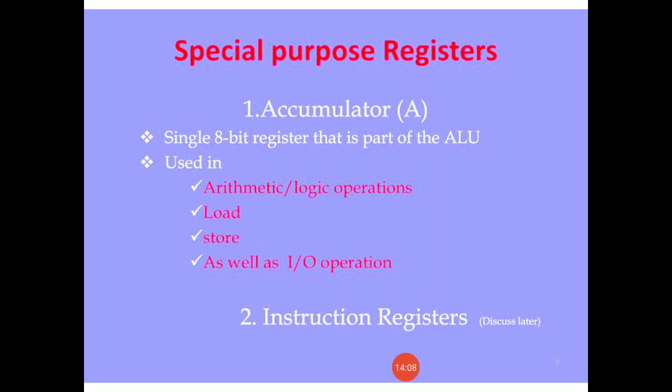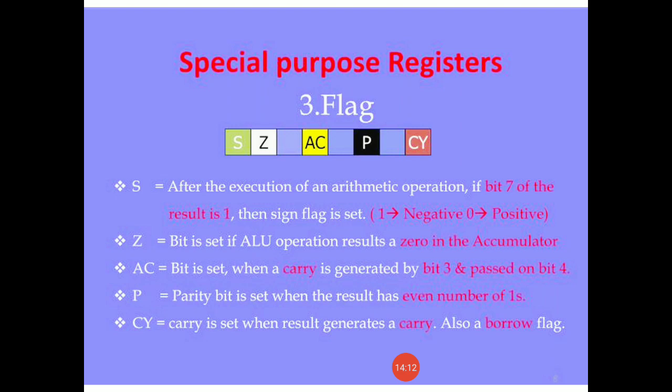So next is instruction register. I'll discuss later what the instruction register is. First, let me discuss what the flag register is. The flag register is also called program status word. It is an 8-bit register in which 5 of the bits carry significant information in the form of flags. That is sign flag, zero flag, auxiliary carry flag, parity flag and carry flag.